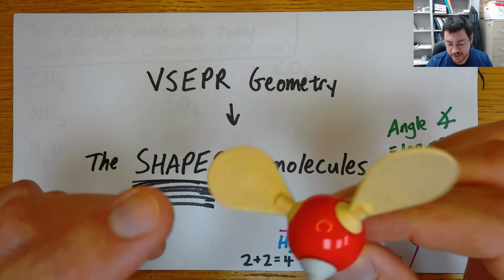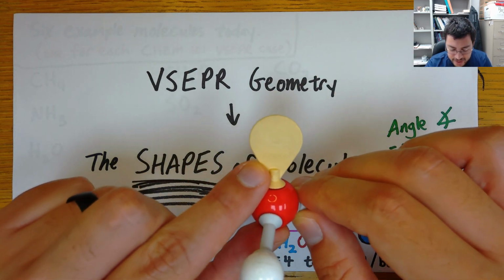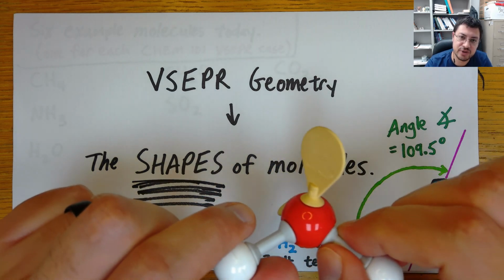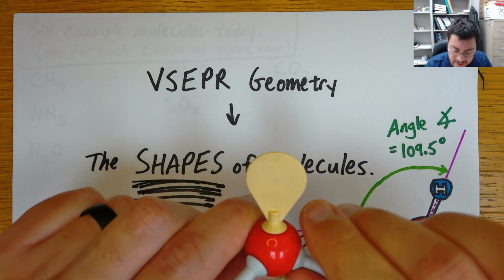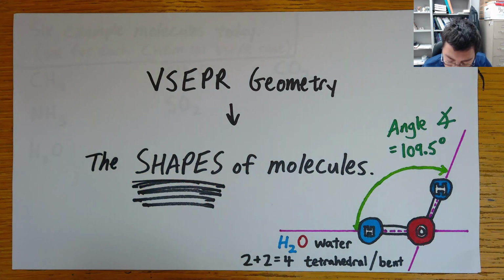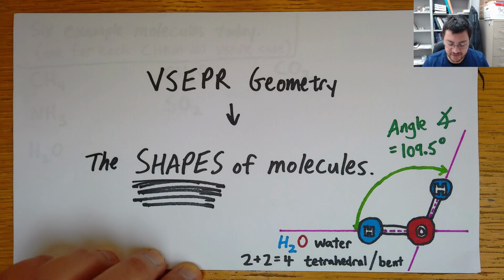All right, this is the Molymod brand. I'm not paid to use or endorse this or anything, but that's the one I've kind of gotten used to over the years. Molymod is the brand. Once we draw them correctly and build the models correctly, we'll be able to figure out bond angles and things of that nature.